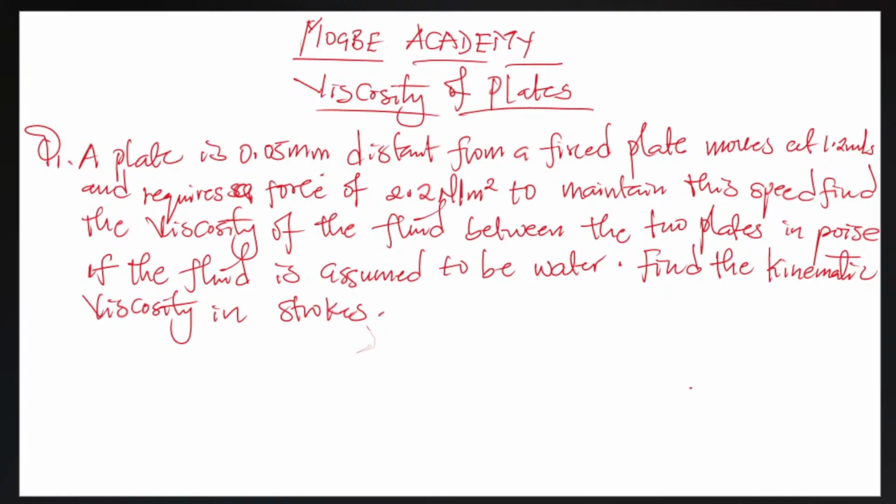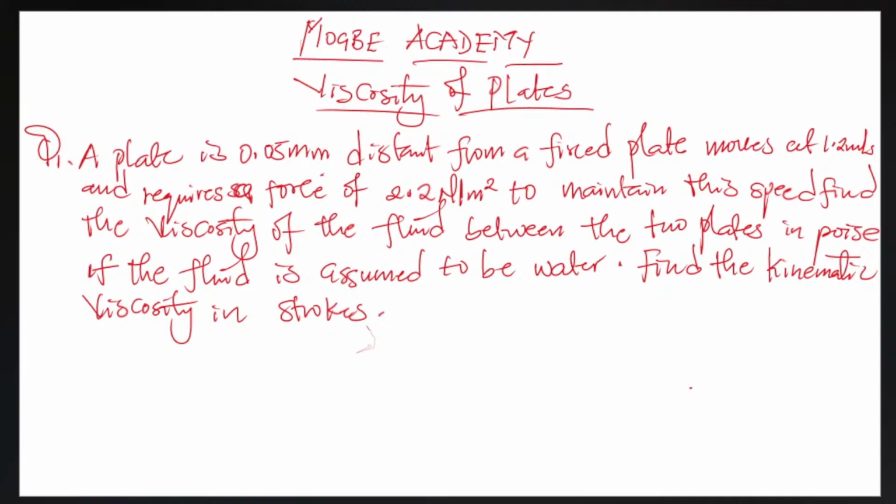So what you do is you convert 0.05 millimeter to what? Meter. Are we together? Now we were given the velocity for your moving plate, and the velocity for your moving plate was given to be 1.2 meter per second. This was what we have here.